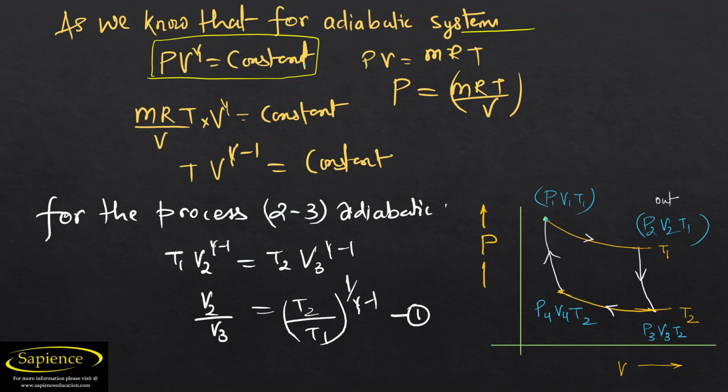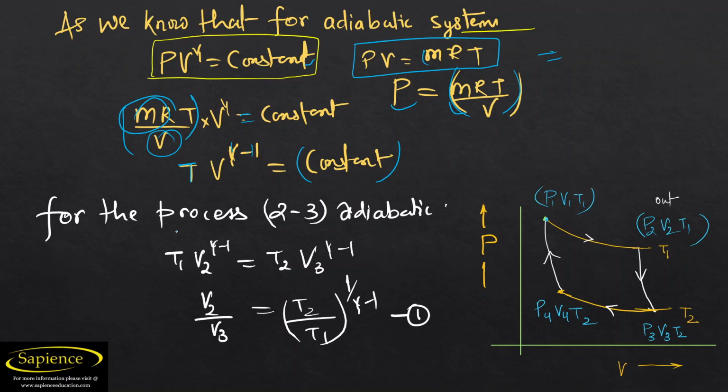Since PV to the power gamma will remain constant, and one of the general equations is PV equals mRT, we can write in place of P: P is equal to mRT by V. So I put P equals mRT by V, times V to the power gamma, equal to constant. Finally this is T into V to the power gamma minus 1, because the lower part is V, and the rest will remain constant for the same particular mass.